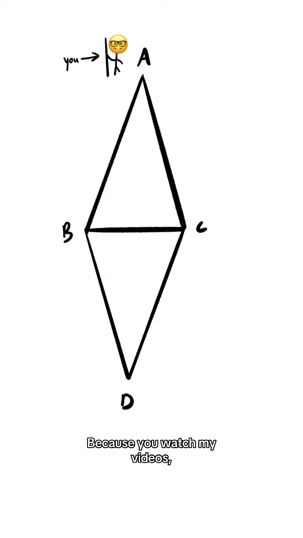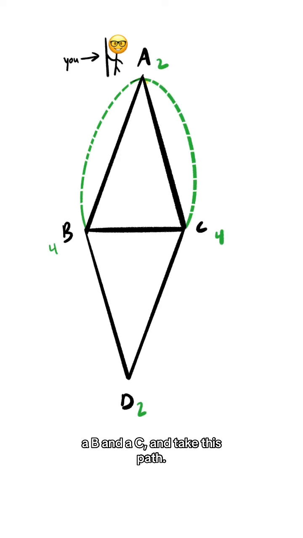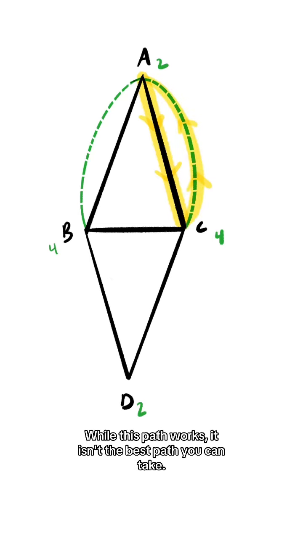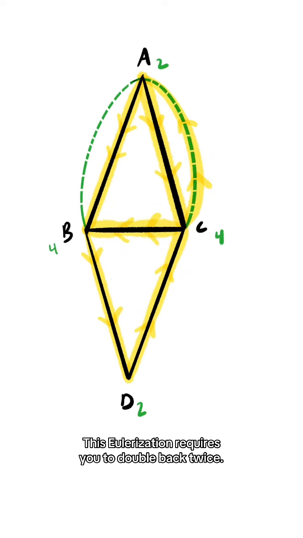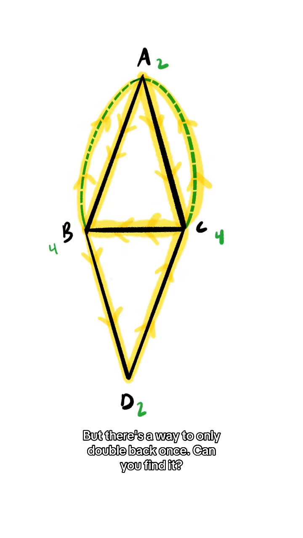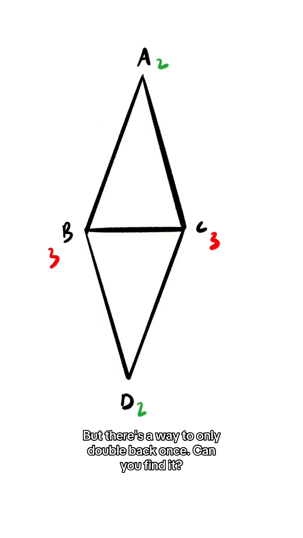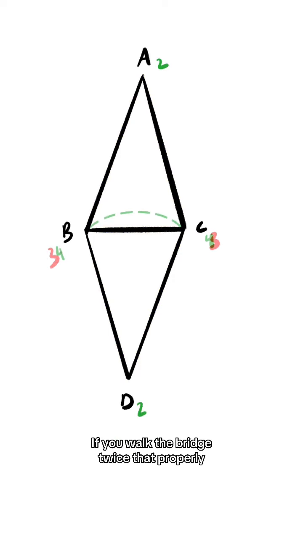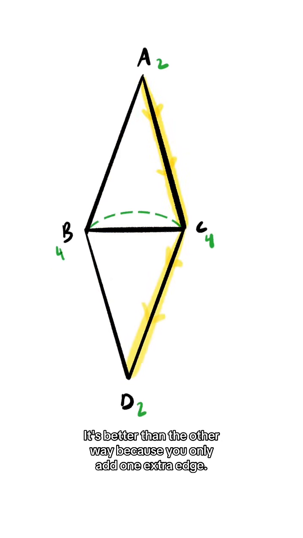Because you watch my videos, you notice that you're looking for an Euler circuit in a graph with two odd degree vertices, so you know you have to Eulerize the graph. You duplicate these two edges, AB and AC, and take this path. While this path works, it isn't the best path you can take. This Eulerization requires you to double back twice, but there's a way to only double back once. Can you find it? If you walk the bridge twice, that properly and ideally Eulerizes the graph. It's better than the other way because you only add one extra edge.